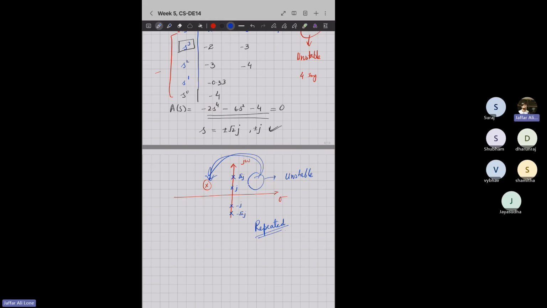This is how the examiner will trick you in the exams. The only condition when poles present on the imaginary axis contribute towards instability is that they have to be repeated. Be it anywhere, on zero or anywhere on the imaginary axis, if they are repeated, then your system is unstable.